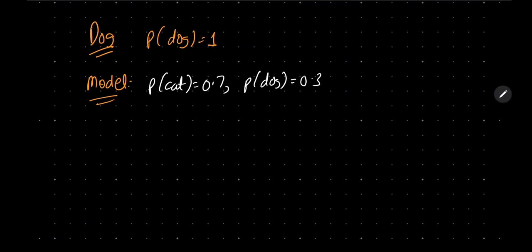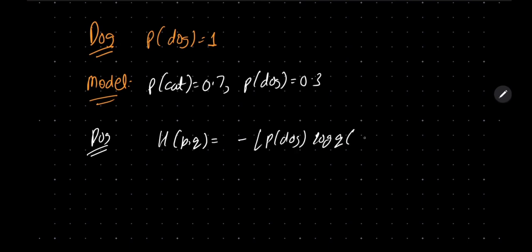So what are we going to do? We are going to calculate H(p, q) for dog. Because we don't have a true distribution for cat, we can skip that. And this is the dog, log of q of dog. So it's simple as that.